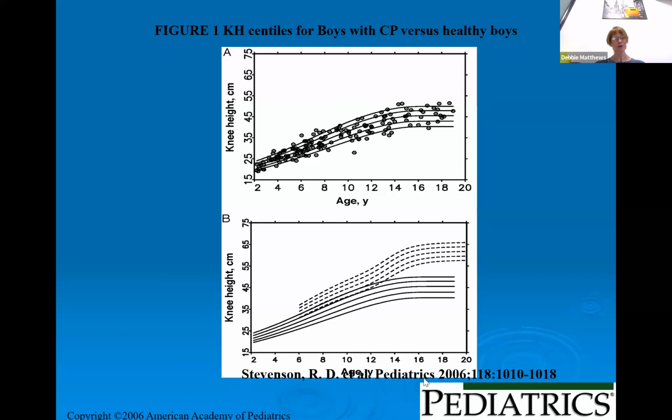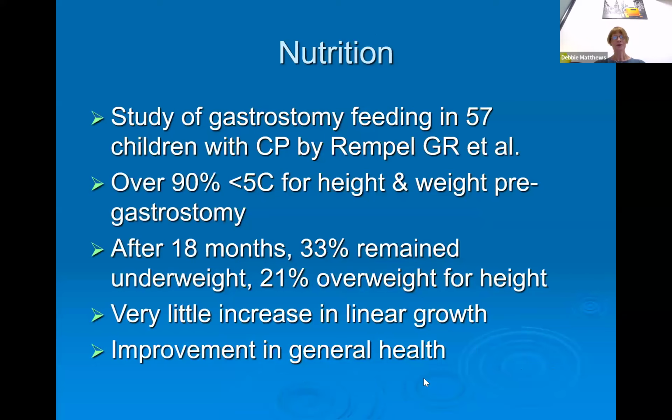And then the graph below shows the same centile charts for cerebral palsy boys' knee height, with superimposed knee heights for healthy boys. And you can see that up until the age of puberty, healthy boys have greater knee heights, but there is some overlap. But then they reach puberty and these accelerate away so that they diverge and they are significantly taller than those with cerebral palsy.